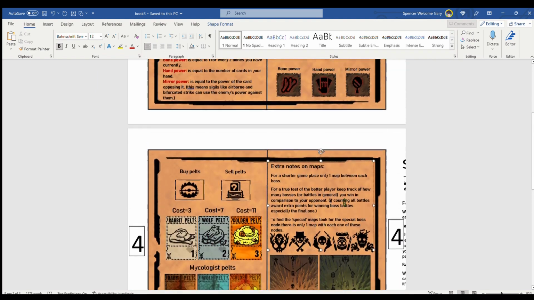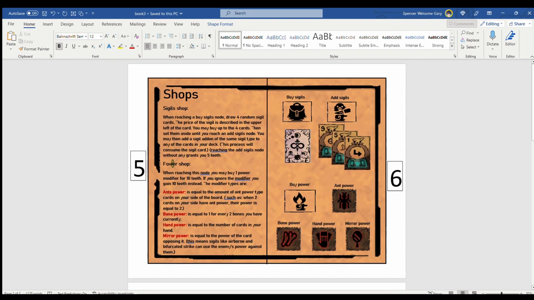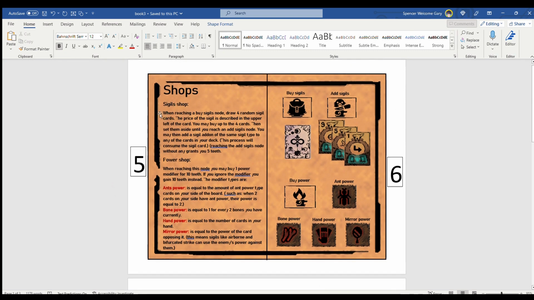And I believe we can go next. Here's the other 5. This is the sigil shop. When reaching the buy sigils node, draw out 4 random sigil cards. Here are the sigil cards. This is their back. They're another set of mini cards, just like the pelts are. And here's the buy sigils node, by the way. Here's the add sigils node.